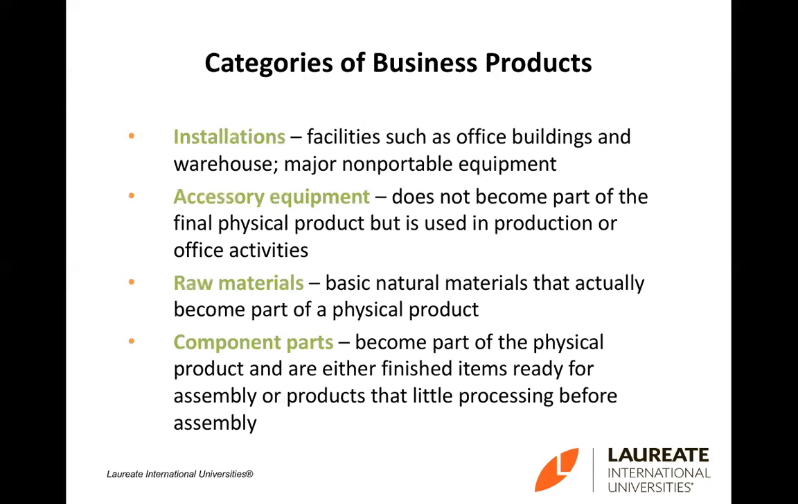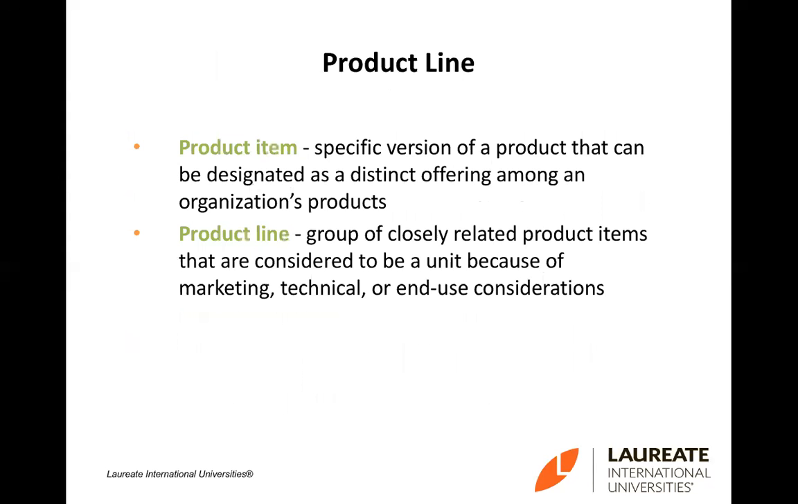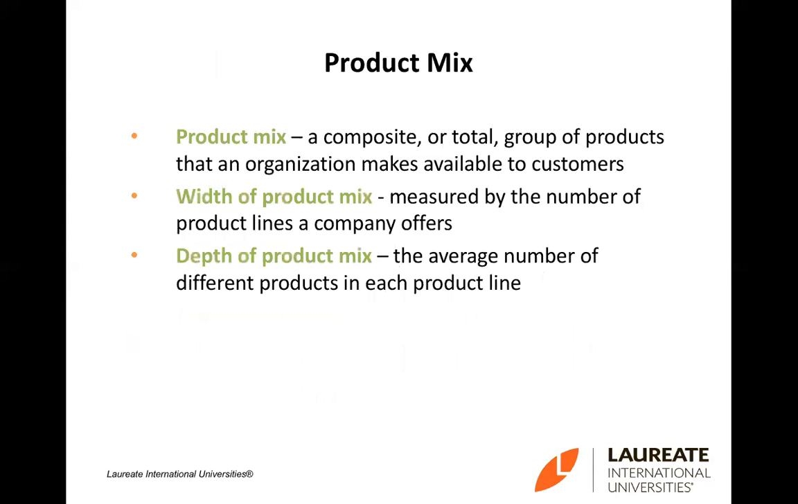And under business product, we have the installations, accessory equipment, raw materials, and the other one is components product. So there are some categories under business products. Still, we have a few categories on the business product that includes the process, MRO (maintenance, repair, and operating), and business service.